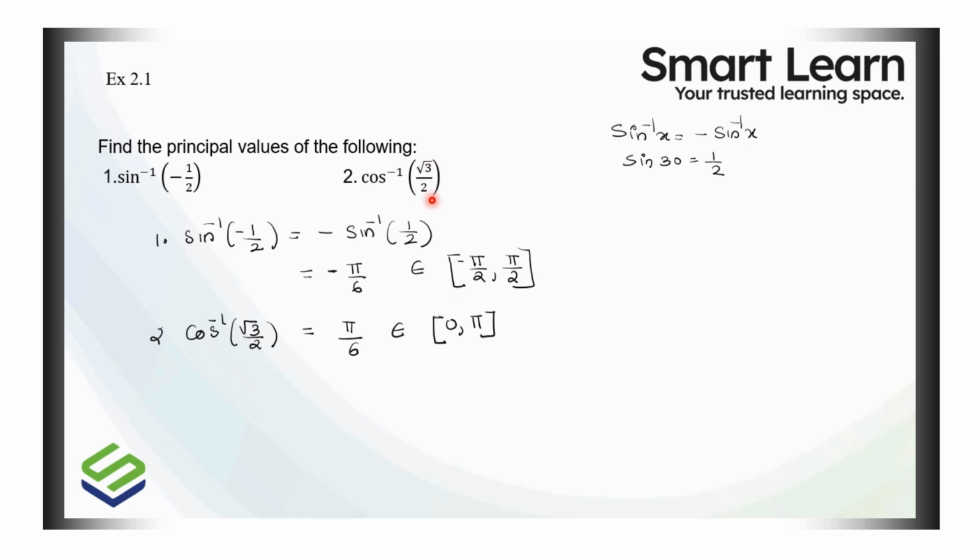Now cos inverse of root 3 by 2, direct question, which angle of cos is root 3 by 2? It is cos 30. So cos 30 is pi by 6. It is in the interval 0 comma pi.